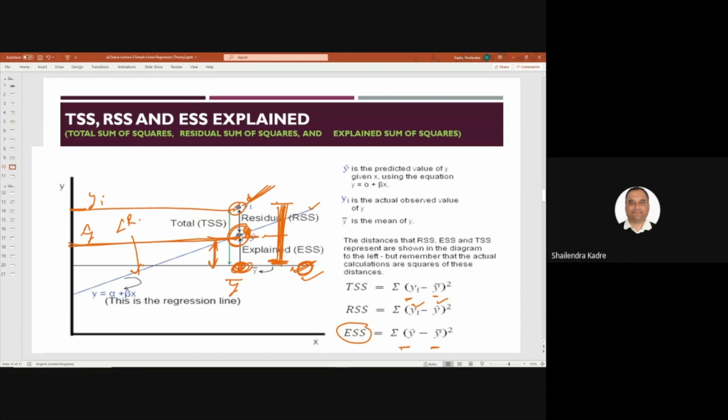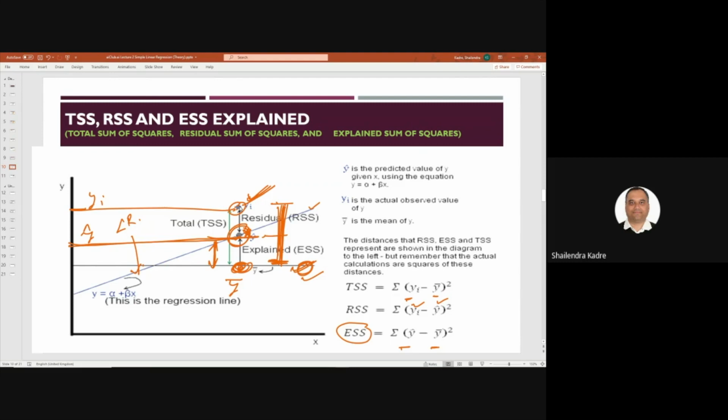Then the difference between the model and the mean. RSS, the residual sum of squares, I have not explained. Sorry, I am confusing you. RSS is nothing but the difference between actual and observed. Actual is this, where my cursor is, and observed is this. This difference we call the residual sum.